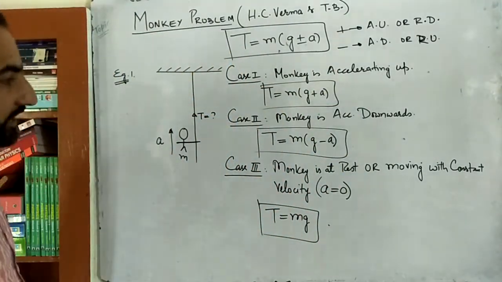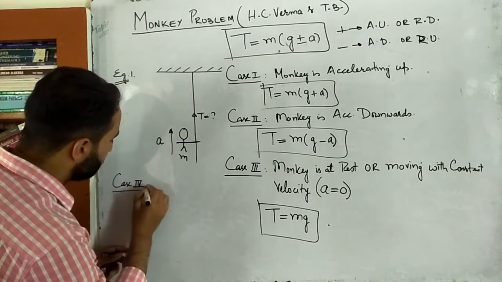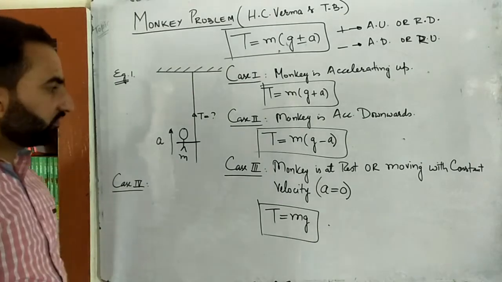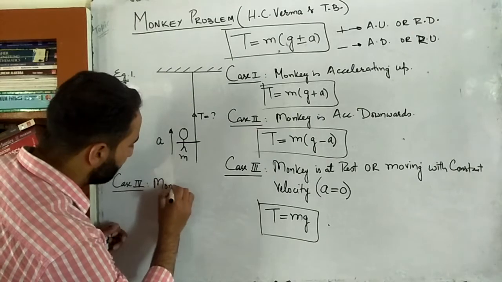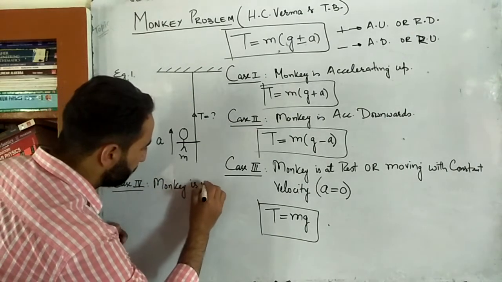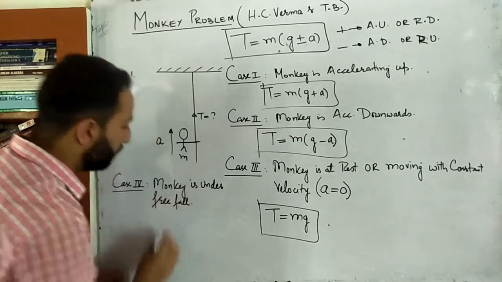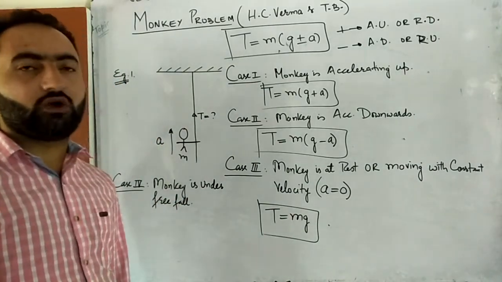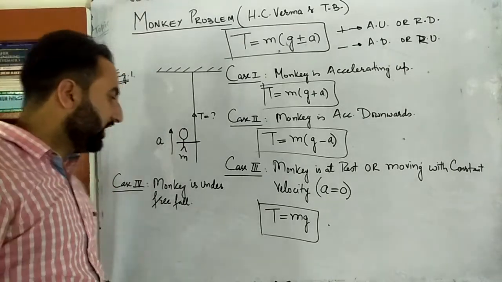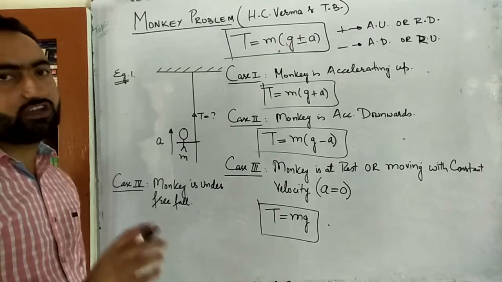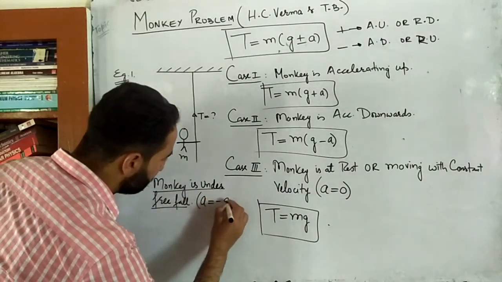Okay? And then there is one more case, case number 4. Here I will write it down. Case number 4 is that if suppose the monkey is going downwards under free fall. What do we mean by free fall? Free fall implies that the monkey is going in the downward direction and there's only one force acting on the monkey, and that's weight, only weight. So the acceleration of the monkey is downwards and that's equal to g.